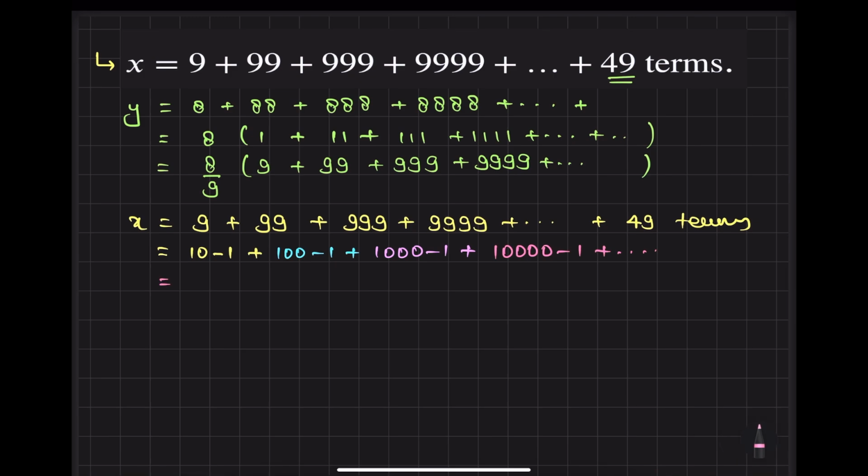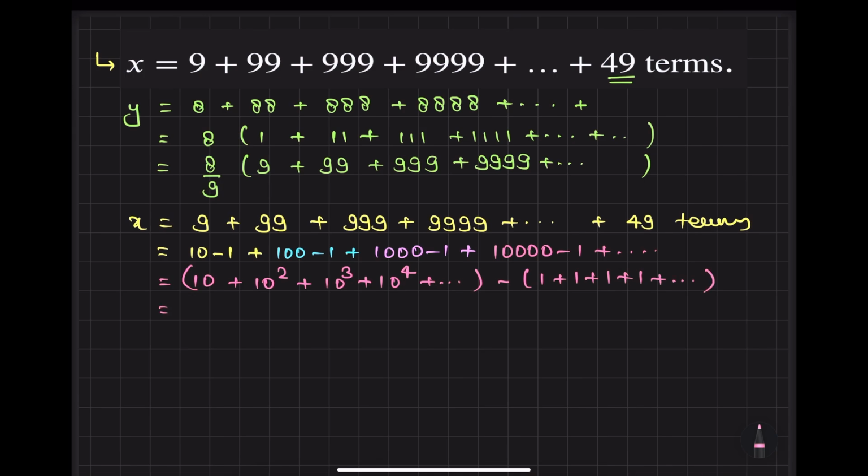Now you have to club tens. So can I write 10, 10 square, 10 cube, 10 power 4, dot dot dot. Now I will take minus common from the ones.